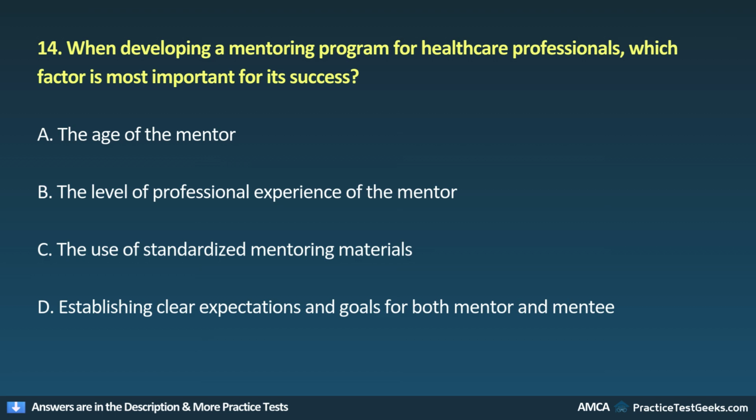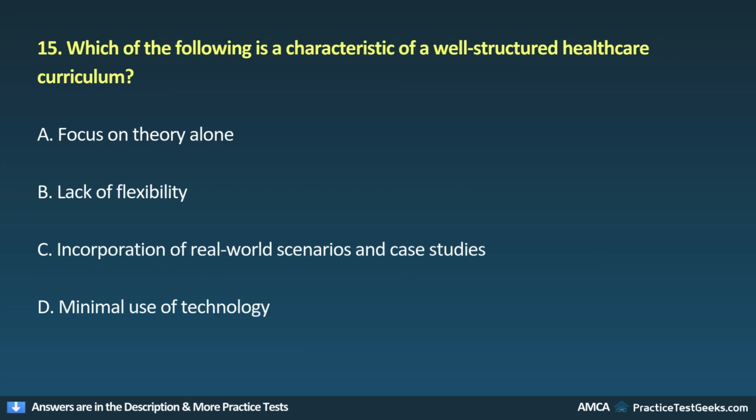14. When developing a mentoring program for healthcare professionals, which factor is most important for its success? A. The age of the mentor. B. The level of professional experience of the mentor. C. The use of standardized mentoring materials. D. Establishing clear expectations and goals for both mentor and mentee.